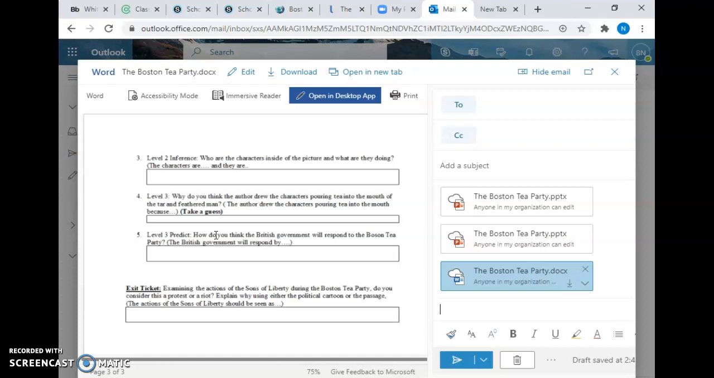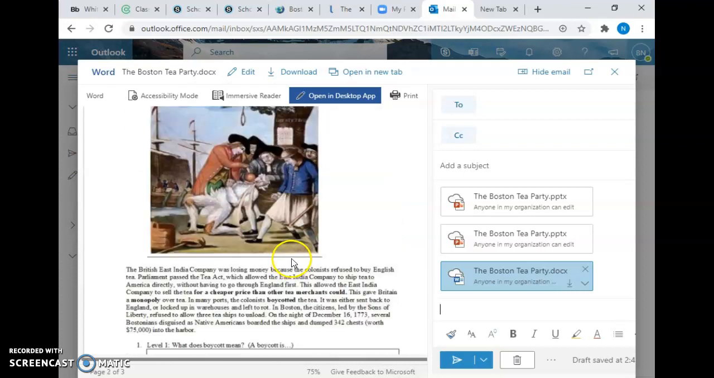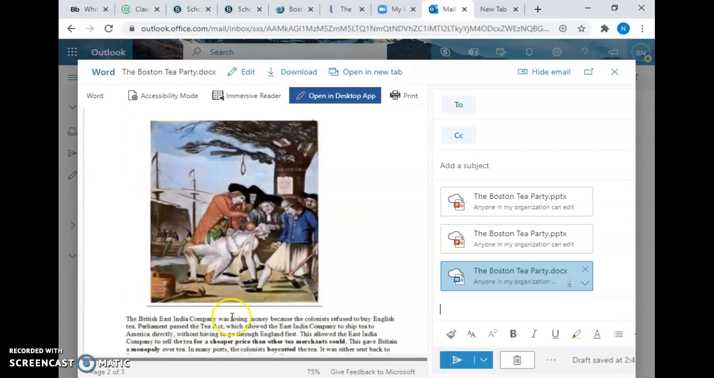So our exit ticket is going to be examining the actions of the Sons of Liberty during the Boston Tea Party. Do you consider this event a protest, or do you consider it a riot? Make sure you're using evidence from the photo, from the cartoon, in the passage to help support your response.